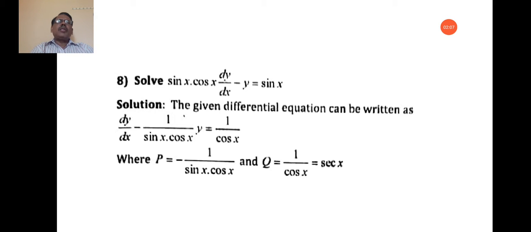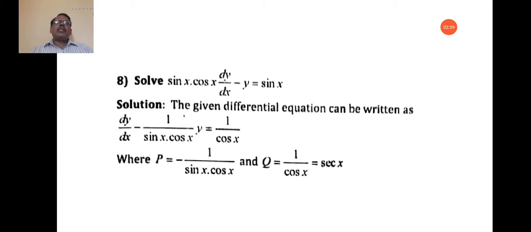So this becomes dy by dx minus 1 by sin x into cos x into y is equal to sin x cancel, so it is 1 by cos x. So the given equation reduces to dy by dx minus 1 by sin x into cos x into y is equal to 1 by cos x, as sin x gets cancelled. So here this is in the linear differential equation format.